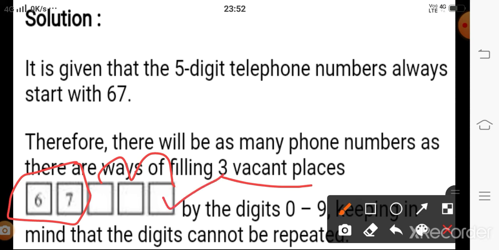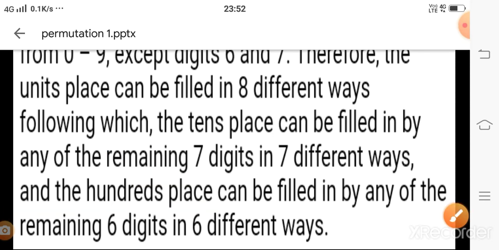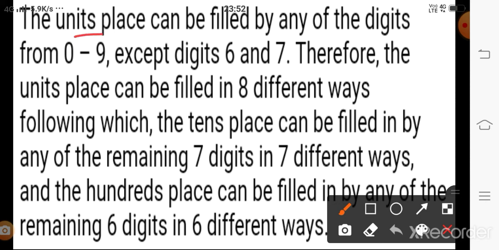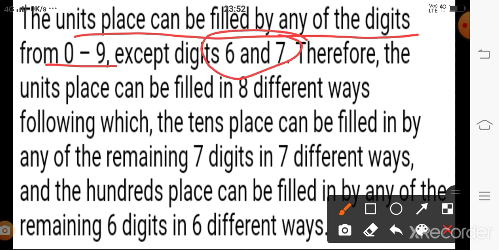Unit place, tens place and hundreds place for this, and this can be filled like the unit place can be filled by any of the digits from 0 to 9, but except 6 and 7 because these two numbers are fixed. Therefore the unit place can be filled in 8 different ways. From 0 to 9 we are getting 10 numbers, and out of those 10 numbers the two numbers 6 and 7 are fixed, which means the remaining 8 numbers we have.